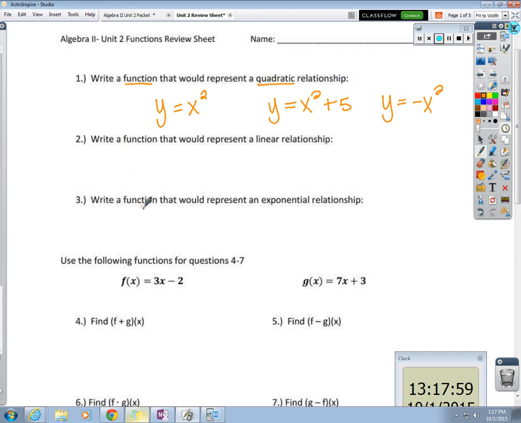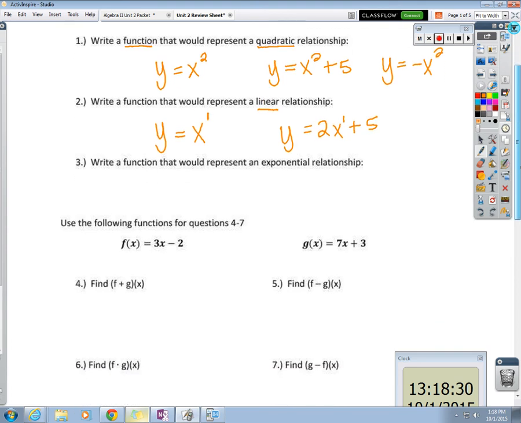Number 2, write a function that would represent a linear relationship. Y equals x would work. Because what's important here with it being linear is that the x is raised to the first power. Okay? So like y equals 2x plus 5. Is that a linear relationship? Yes, the x is raised to the first power. 2 is your m, 5 is your b. Y equals mx plus b is a linear function.